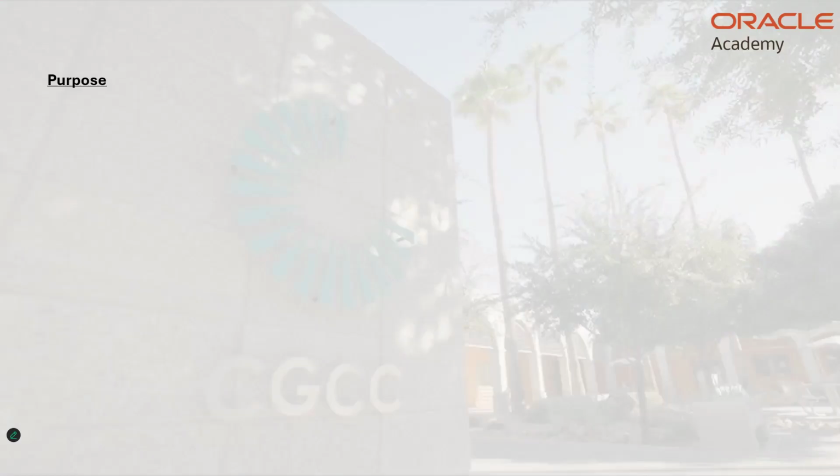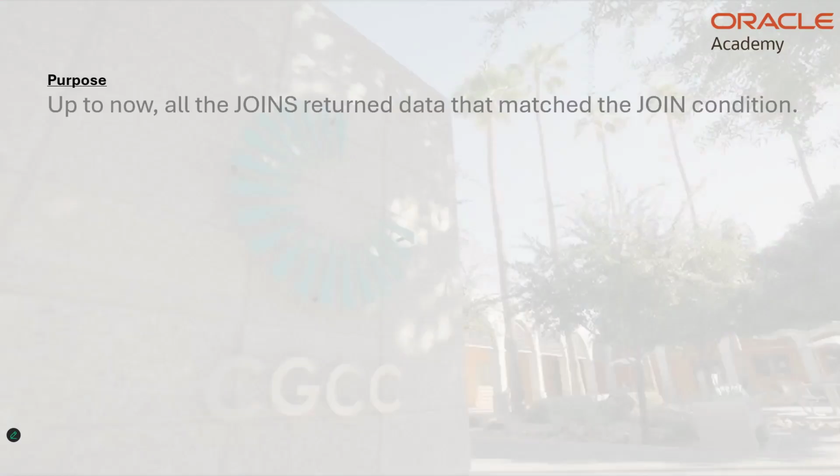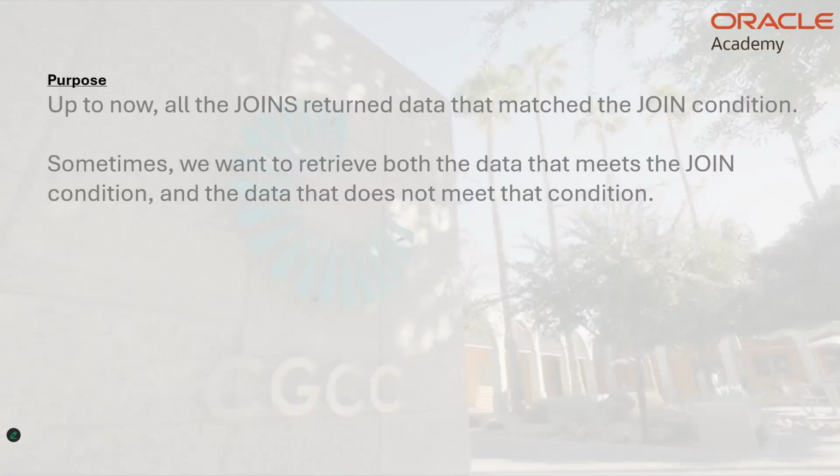All right. So our purpose up to now, joins return data that match the join condition. Sometimes we want to retrieve both the data that meets the join condition and the data that does not meet that condition. And you'll see, it may not make sense now. Wait, we're going to return both? Well, it really depends on the table, and that's where the left and the right comes in.